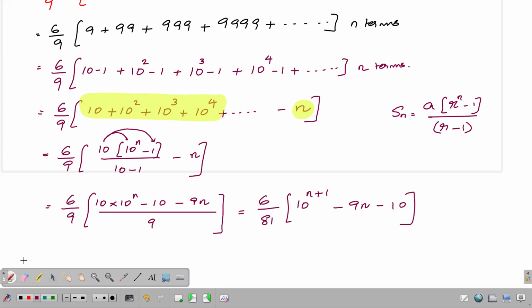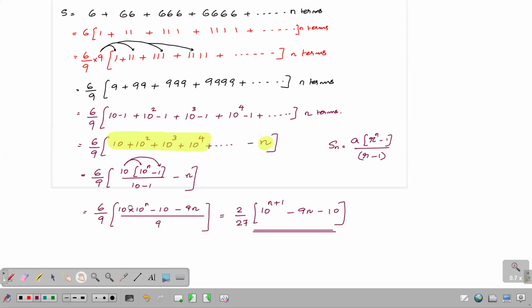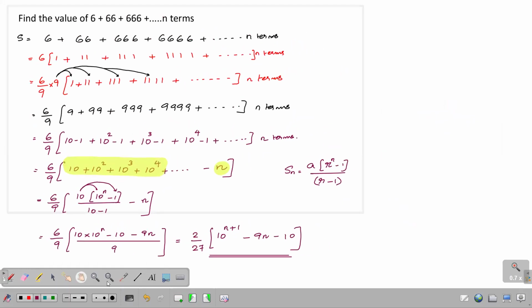We can simplify this. 6 by 81 is as good as cancelling with 3. It will be 2 divided by 27. And it is 2 by 27 times (10 power n plus 1 minus 9n minus 10). It comes like this. Okay. So the entire thing you can see here in one shot. These are the steps involved. Just see this, and it is all sum to n terms. This way we can simplify it and get our results. Okay. I hope it is clear to everyone.